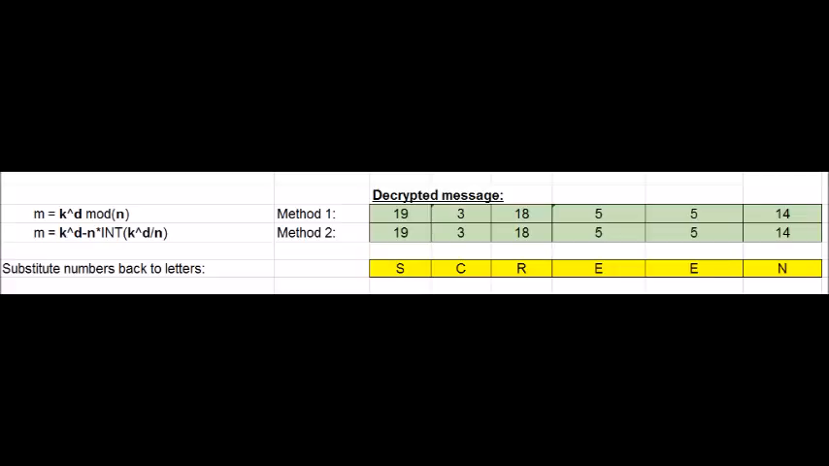So that is the basis for RSA. That's how RSA works.